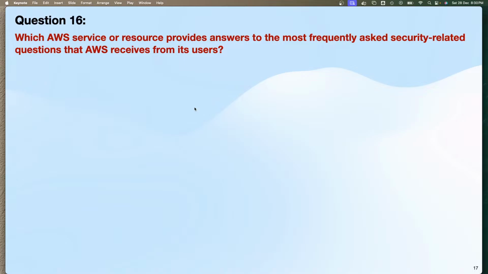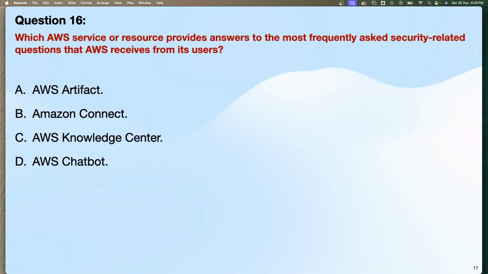So let's go to question number 16. Which AWS service or resource provides answers to the most frequently asked security related questions that AWS receives from its users? This is a very general question. What they are trying to do is, if you have most frequently asked questions and you want to get them from AWS, what is your option? Again, Artifact is for compliance and audit reports. Amazon Connect is a call center service. You have to use the service for your applications and your company call centers, not for the AWS call center. That is AWS Support.